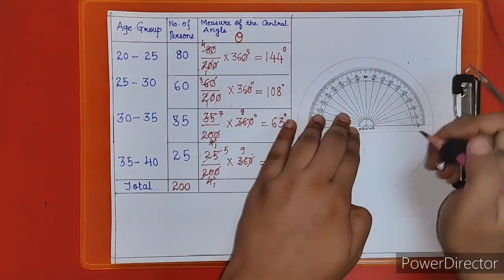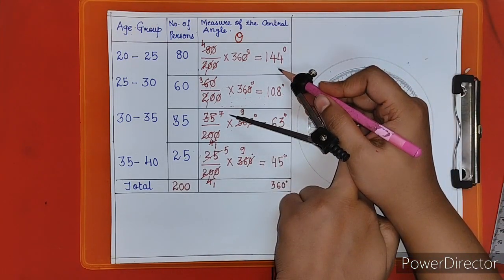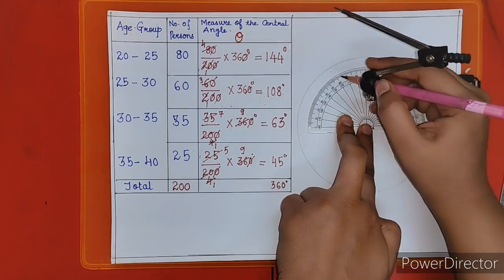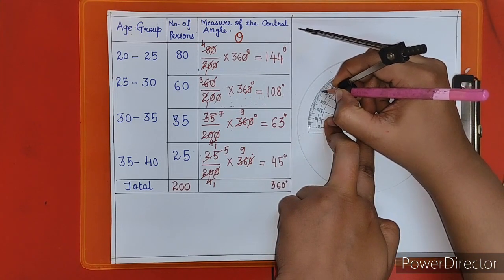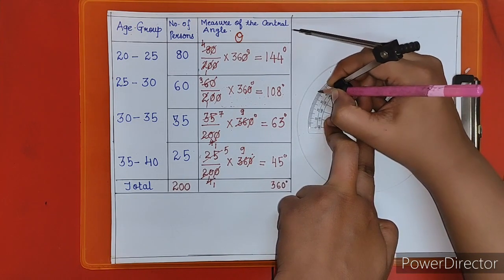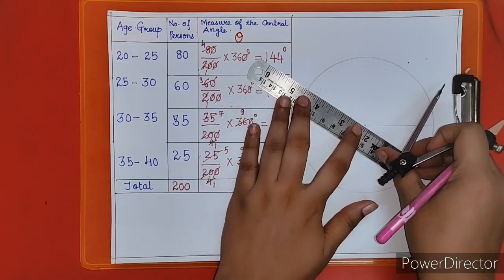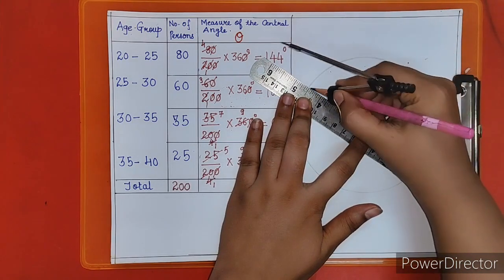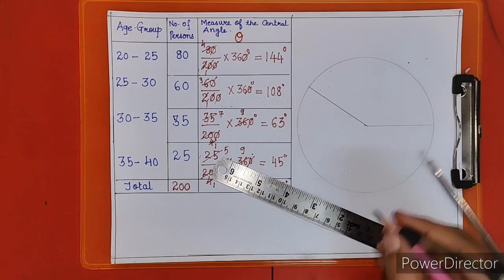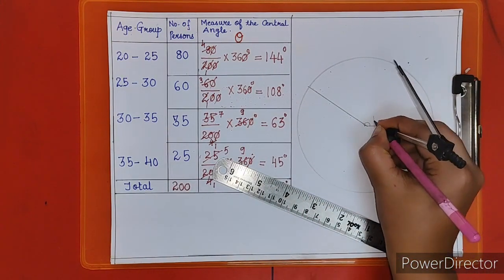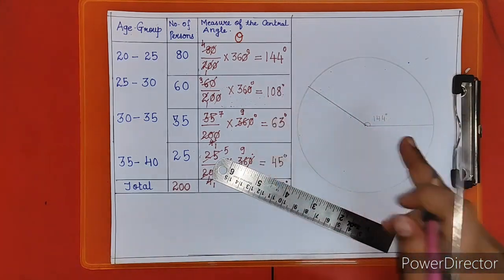As this is your center, this is your 90 degree, correct? Your first angle is 144 degree, which is more than 90, so the angle will be an obtuse angle. We'll mark here 140, 141, 142, 143 and 144. We'll make an obtuse angle here, and immediately we'll write the angle. It is 144 degree. Now this turns to be your radius.